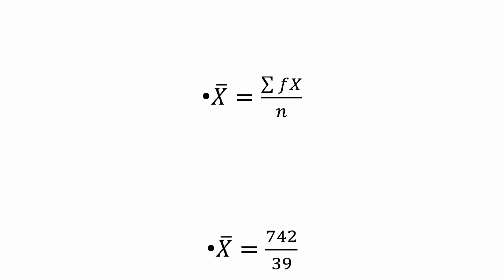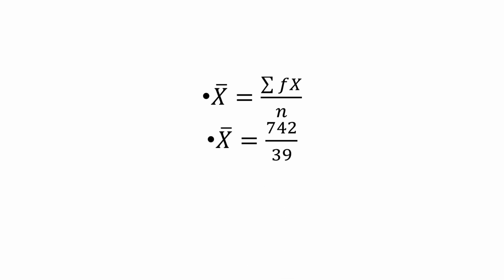Now look, x bar is the summation of fx divided by n. We have already found that the summation of fx is equal to 742, and n is the total number of observations, that is 39. So this is the center value, 19.02, which represents the whole data set.